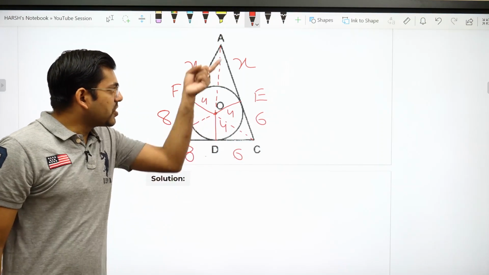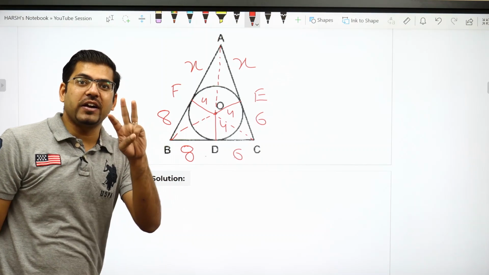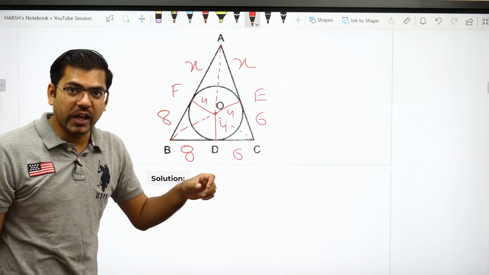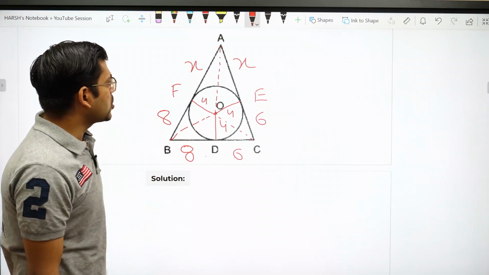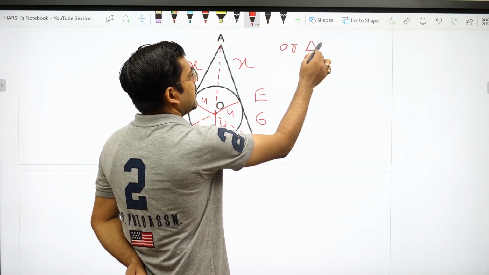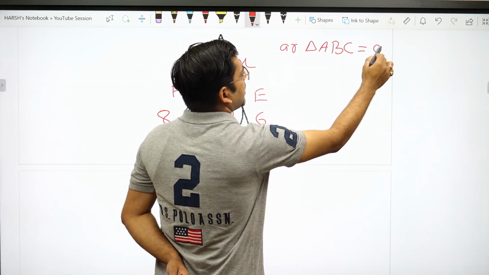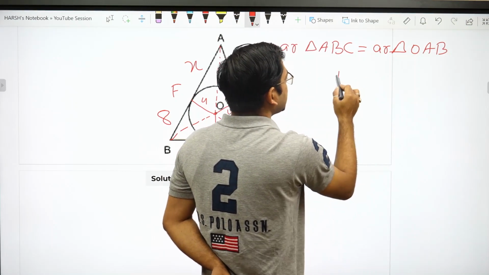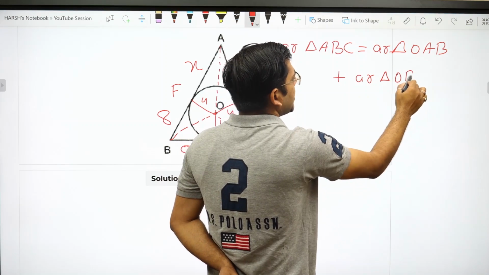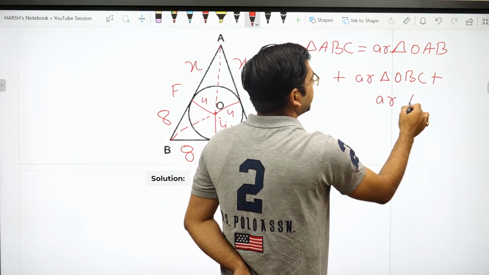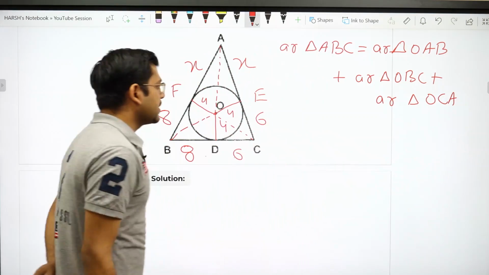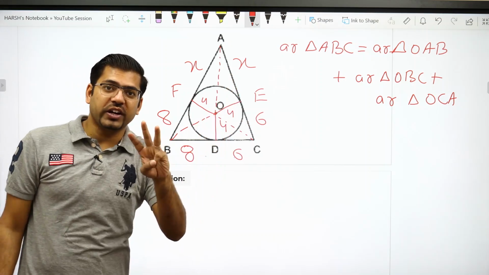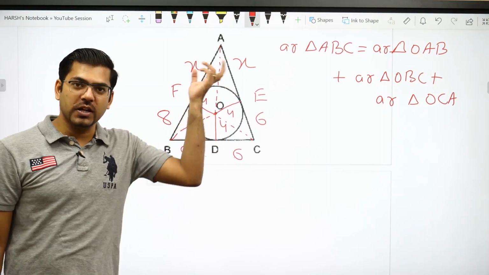So here triangle ABC has been divided into 3 triangles: OAB, OBC and OCA. My course of action would be to write area of triangle ABC as area of triangle OAB plus area of triangle OBC plus area of triangle OCA. Did you understand this? The sum of all 3 triangles is equal to triangle ABC.